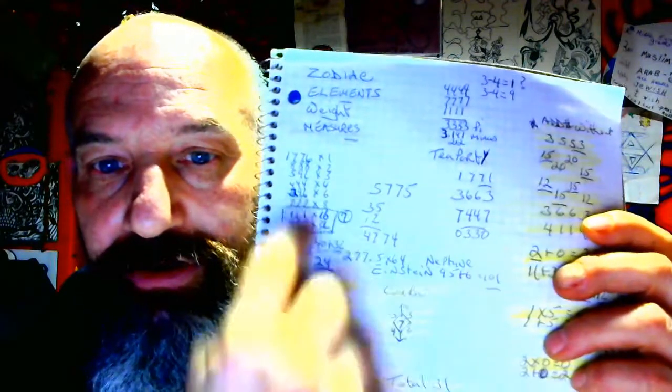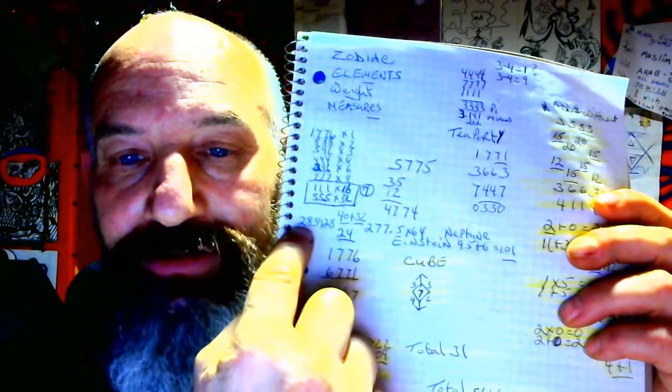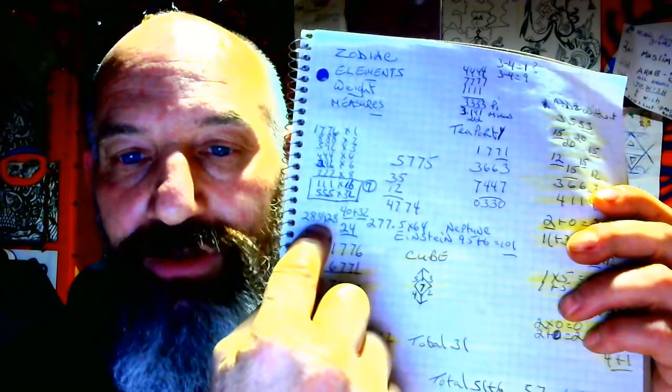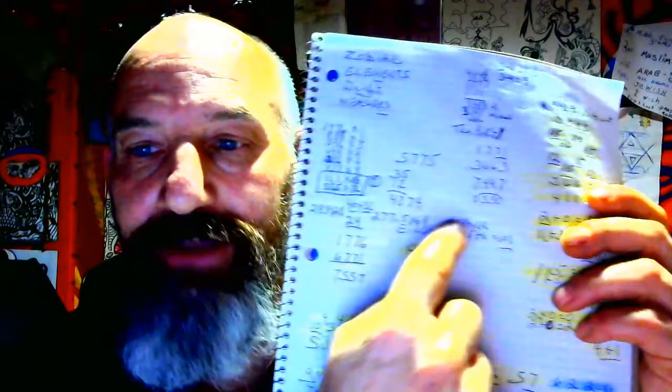1776 is noted over here. Add up each row, and you get 28, 39, 28. Now look at this. 7 times 4 is 28. 7 plus 4 is 11. 11 and 28 equals the 39. And boom, you have the exact number of Einstein and Neptune.